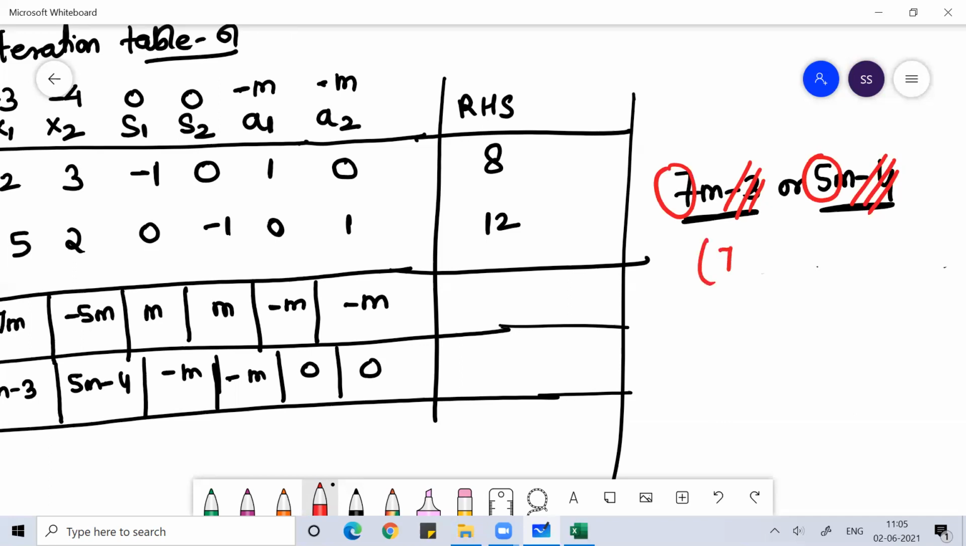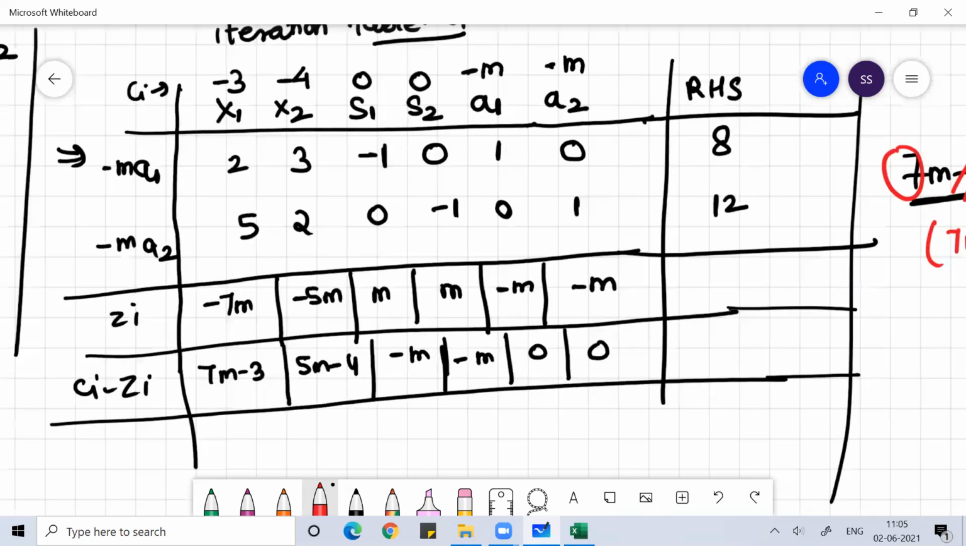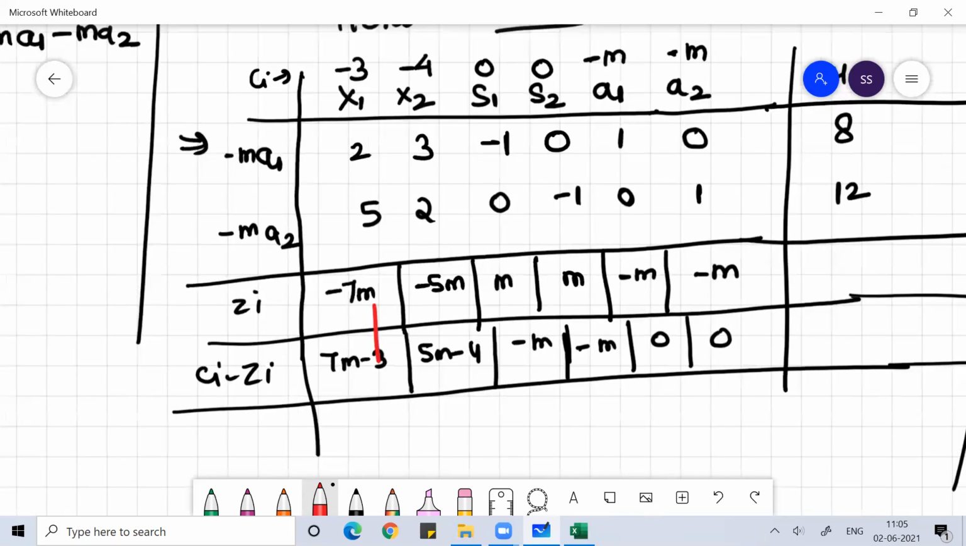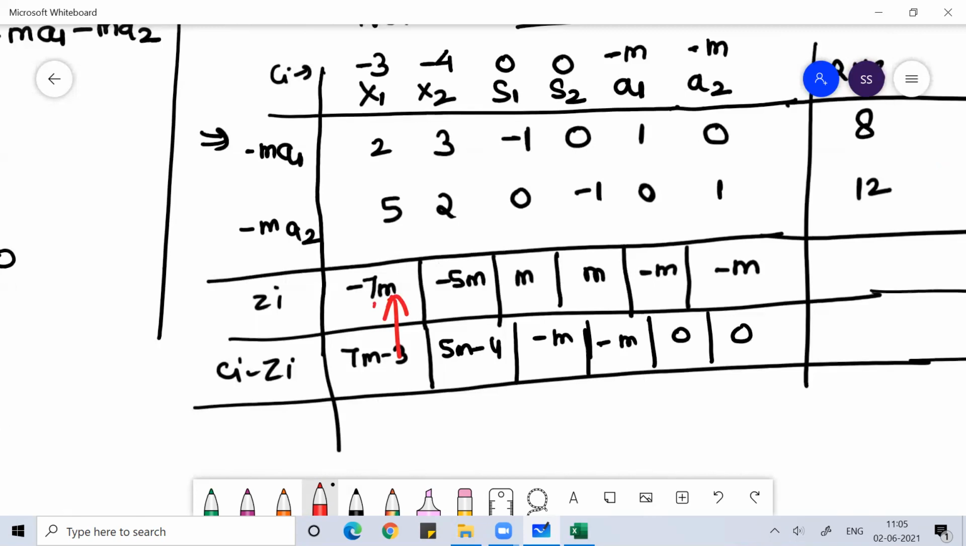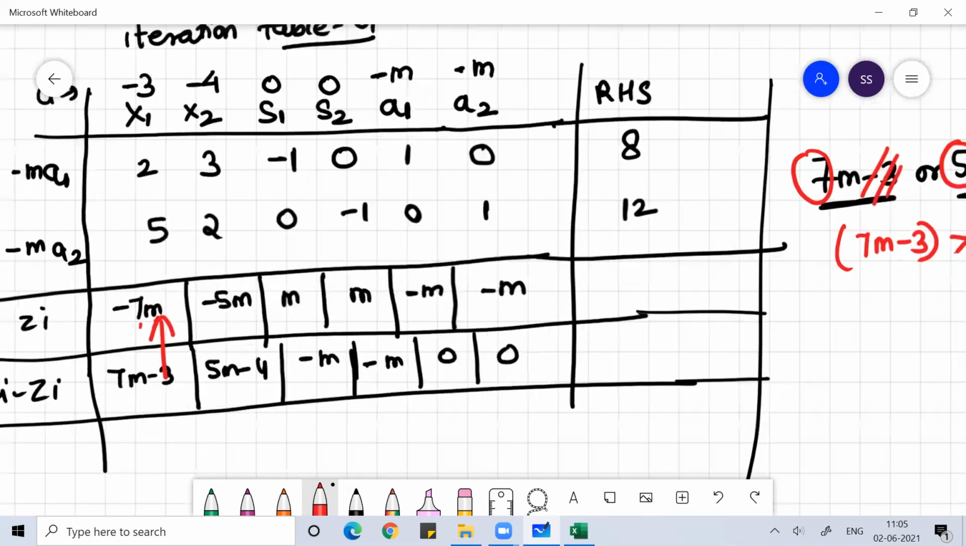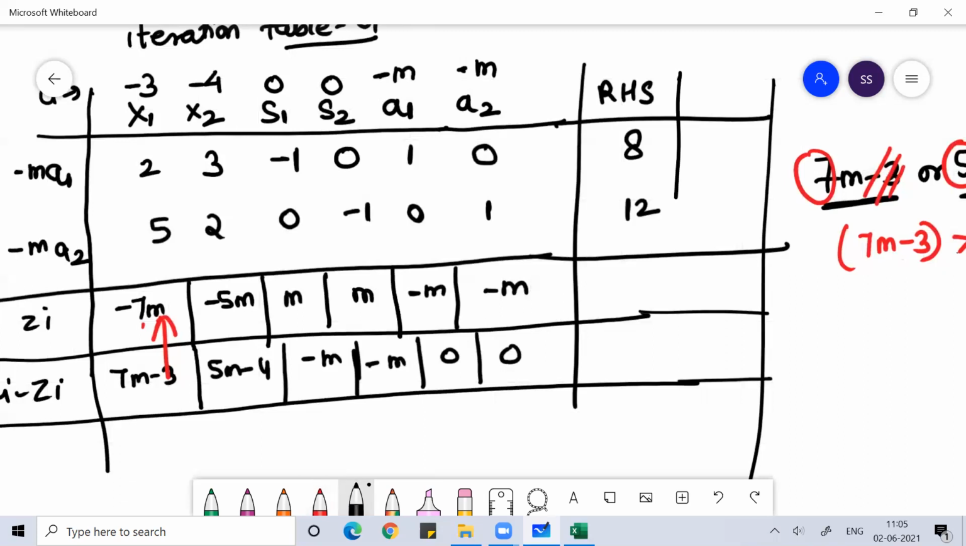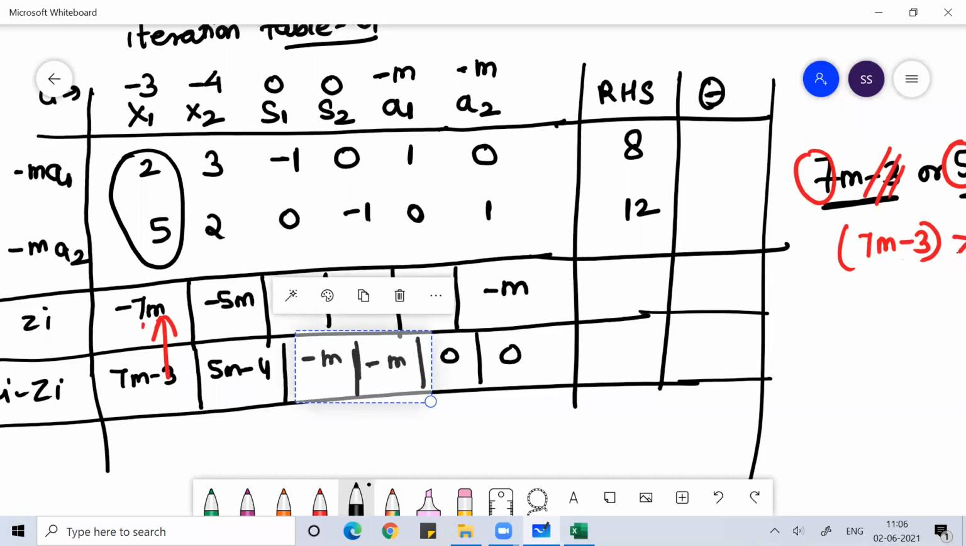So 7M minus 3 will be bigger than 5M minus 4. I hope you got the logic. It means x1 will enter into the solution. Then x1 will replace whom? For that we'll find theta. So theta would be 8 divided by 2, that is 4, and 12 divided by 5, that would be 2.4.